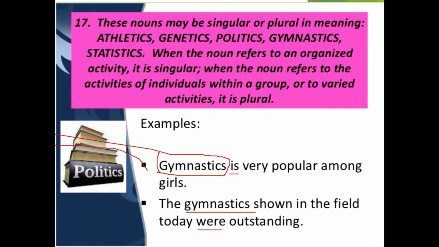So it depends how the subject is used. So it depends on the meaning of the subject.